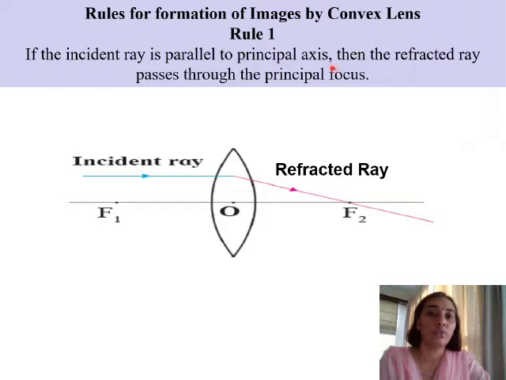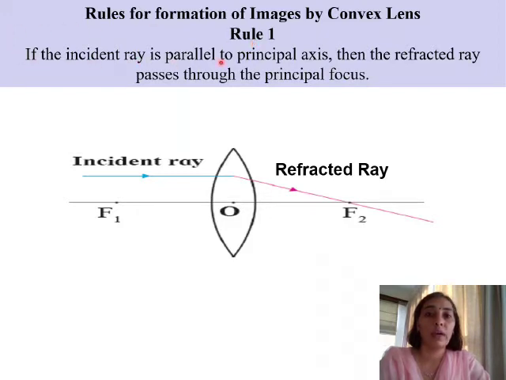There are three rules. Out of these three rules, we can use any two rules, and we can find out the position of the image. We can even determine the nature of the image using these rules. So let us study the first rule.